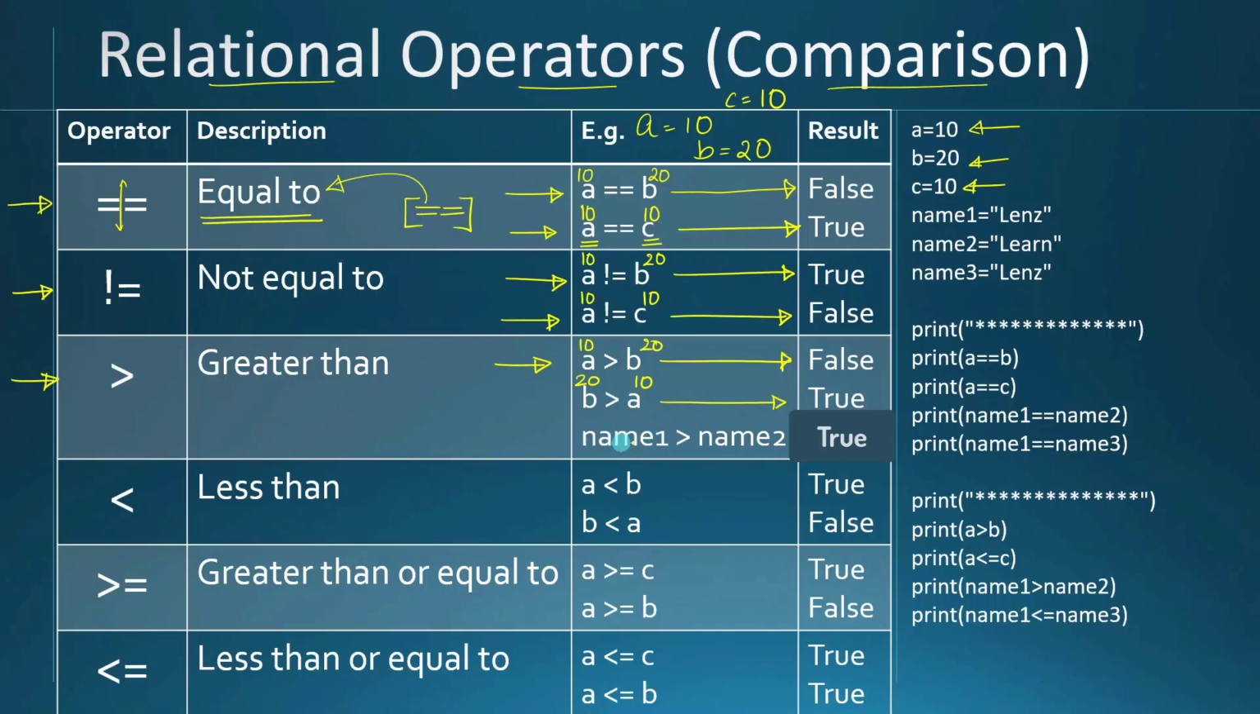After that, you can see I'm just trying to compare greater than with two strings. So I have stored lens into the variable name1 and learn into variable name2. So I am comparing here actually lens is greater than learn, okay, because name1 is lens and name2 is learn. You should understand this comparison operation is done with ASCII values. ASCII values are encoded values that are used to represent each character inside your computer.